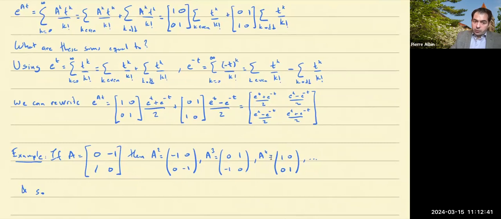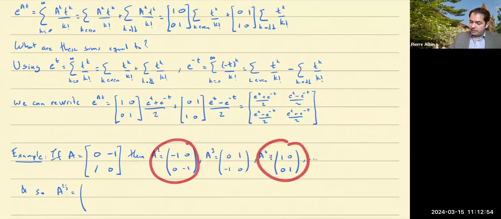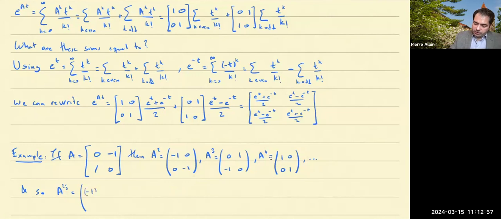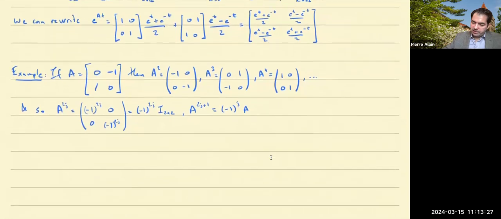So we could say A to the 2j. Well, if you're just looking at square powers of A squared, then you get minus the identity and then the identity. And so you get again minus the identity and so on. So you get minus 1 to the j, 0, 0, minus 1 to the j. That's the same as saying minus 1 to the j times the identity. Whereas if you look at odd powers, A to the 2j plus 1, then that's minus 1 to the j times A. So here A cubed is just minus A, A to the 5th would be A again, and then A to the 7th minus A, and so on.